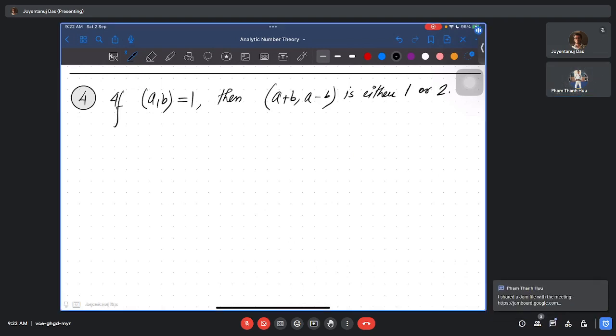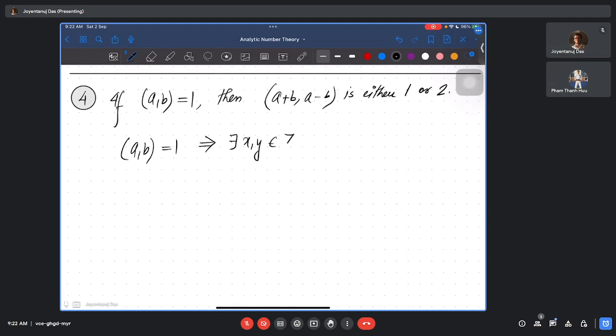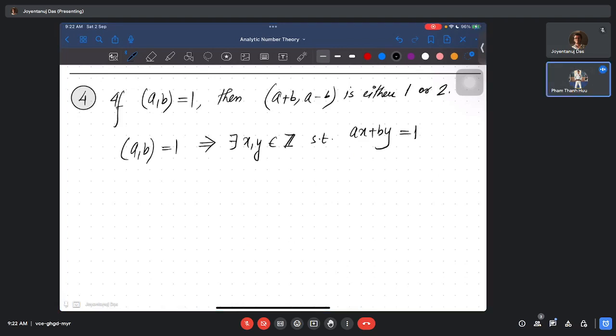So here actually we can use the traditional one. So the GCD of A and B is 1, right? So this implies there exist integers x and y such that ax plus by is 1, right? But A plus B, A minus B, we will see what will happen. The thing is, now we have to use this one.